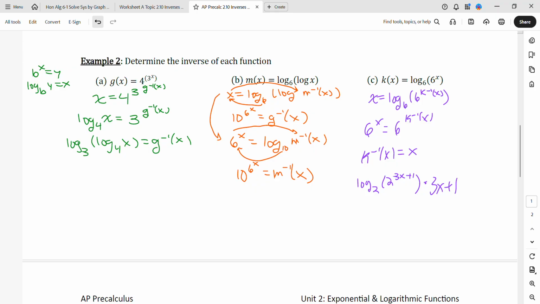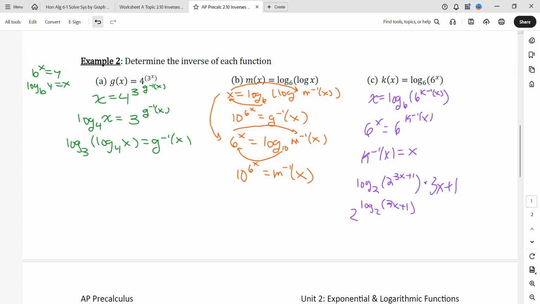Because it's like if you're square rooting x squared. They cancel out, so it's whatever is on the inside of that squared. The same thing would happen with something like this. Your base of your exponent and the base of the log are the same. So you would get 3x plus 1.